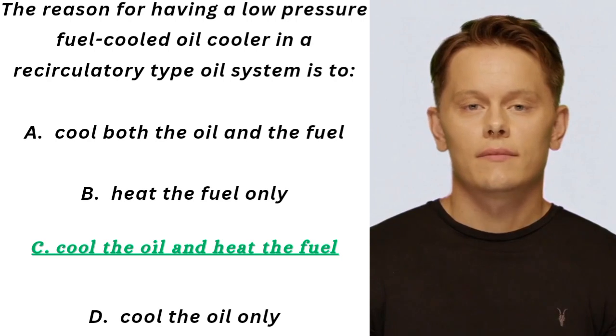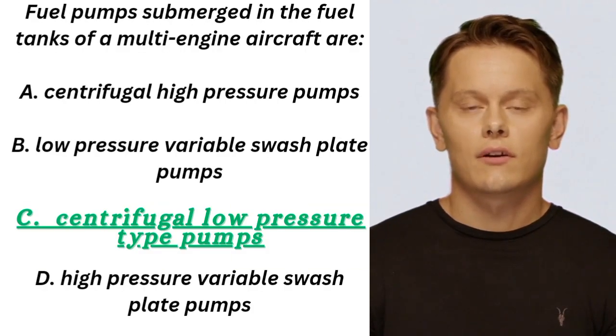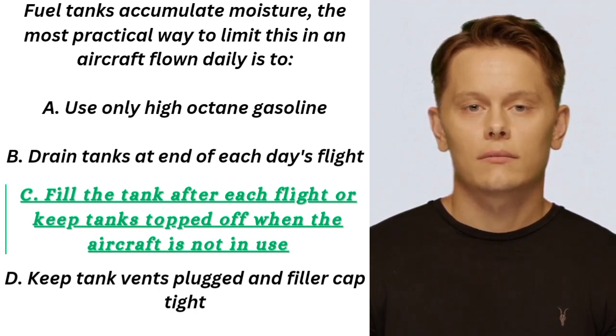Question 31. The reason for having a low-pressure fuel-cooled oil cooler in a recirculatory-type oil system is to. The answer is C. Cool the oil and heat the fuel. Question 32. Fuel pumps submerged in the fuel tanks of a multi-engine aircraft are. The answer is C. Centrifugal low-pressure type pumps. Question 33. Fuel tanks accumulate moisture. The most practical way to limit this in an aircraft flown daily is to. The answer is C. Fill the tank after each flight or keep tanks topped off when the aircraft is not in use.